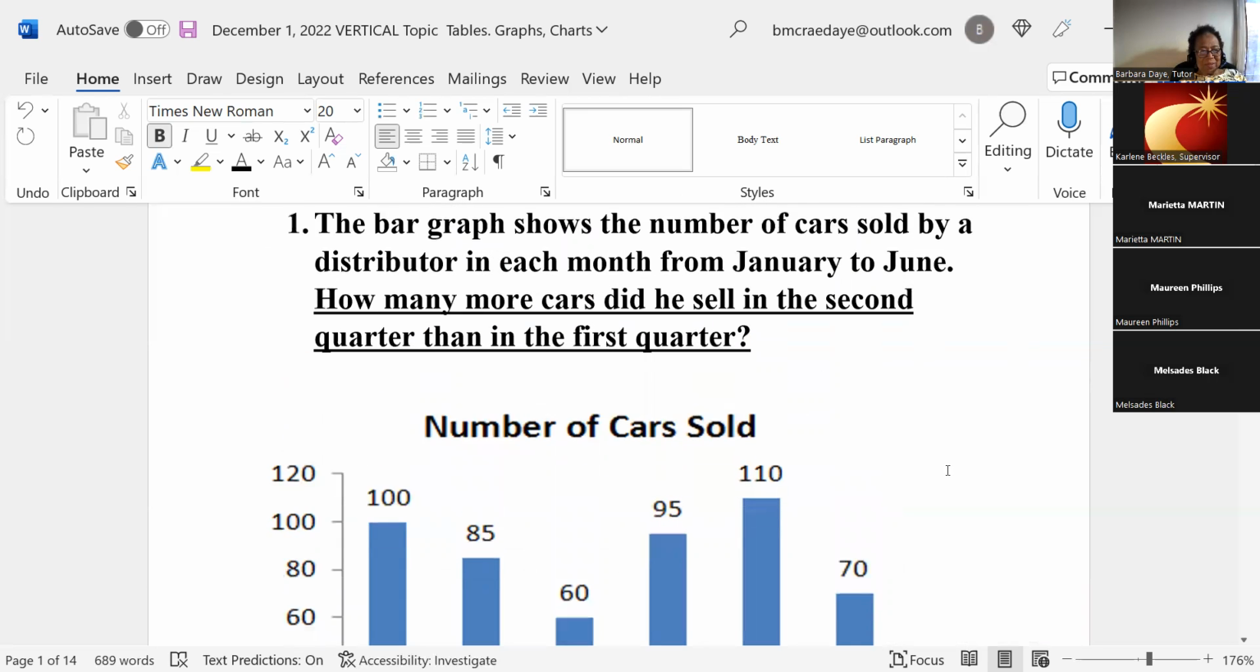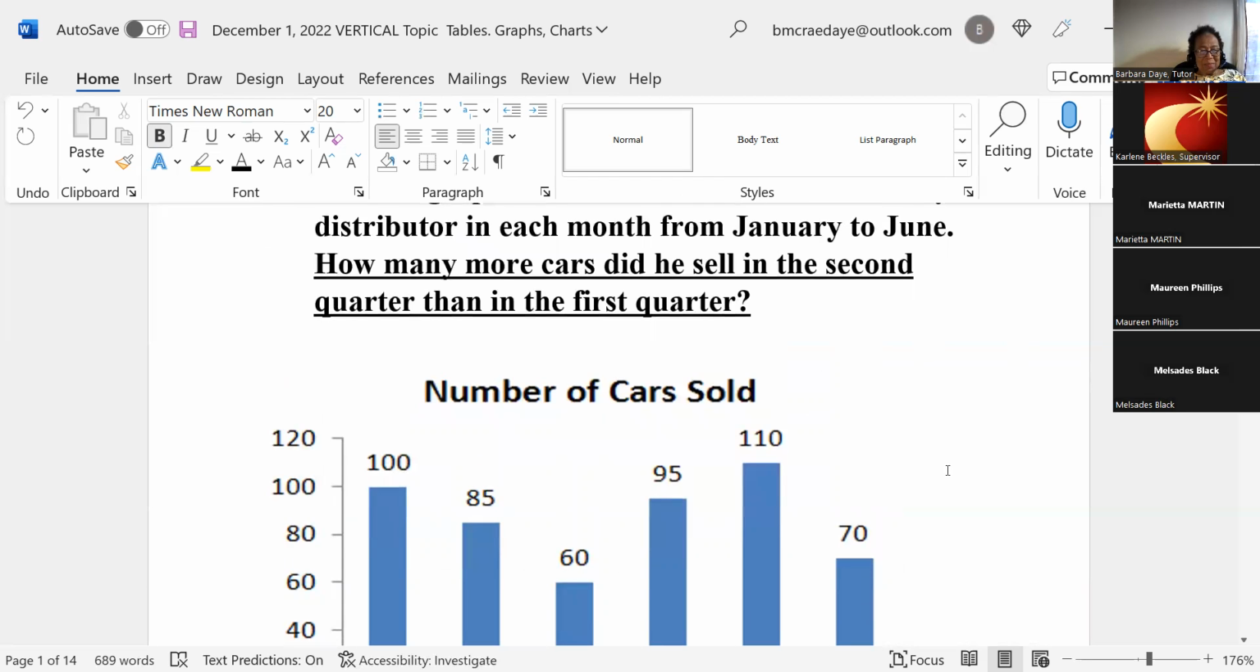All right. So if we get something similar to this, miss, that's how you would do it. When you look at quarters, Marietta, you have to look at 3 months make up a quarter. Yeah, now I know. 3 months make up a quarter.